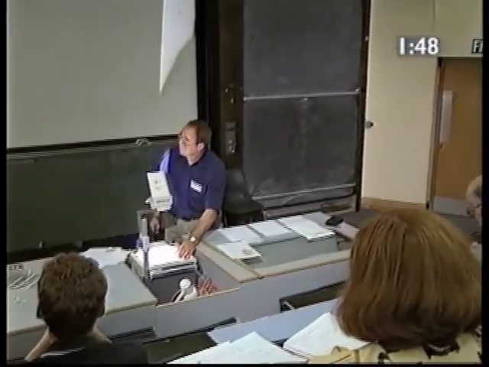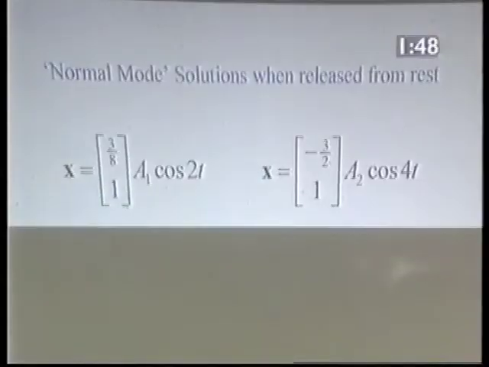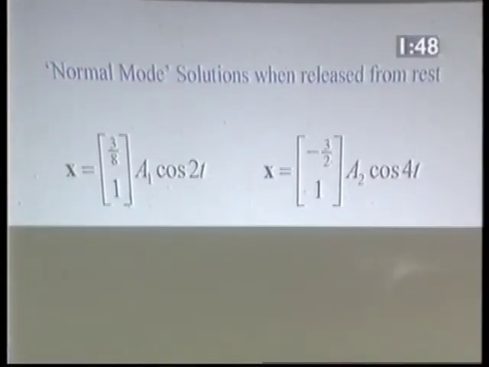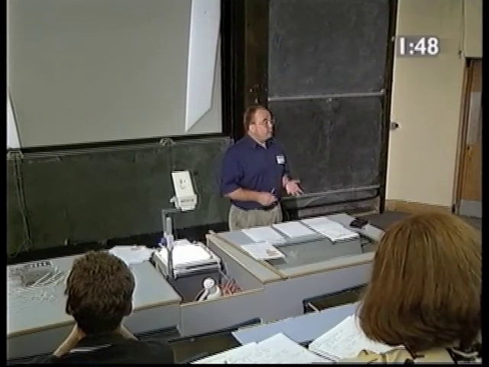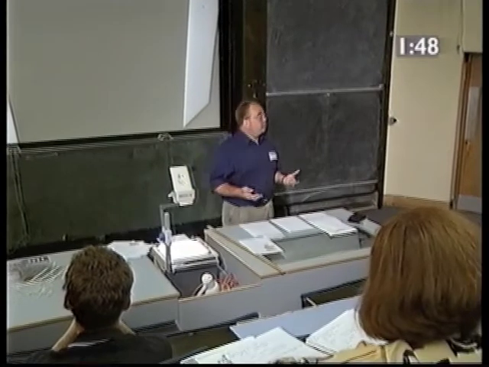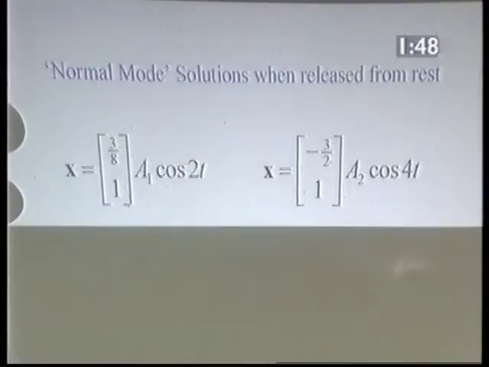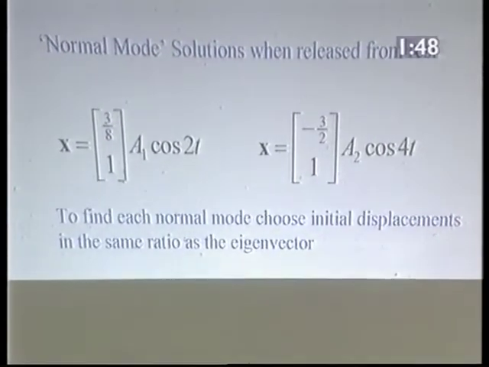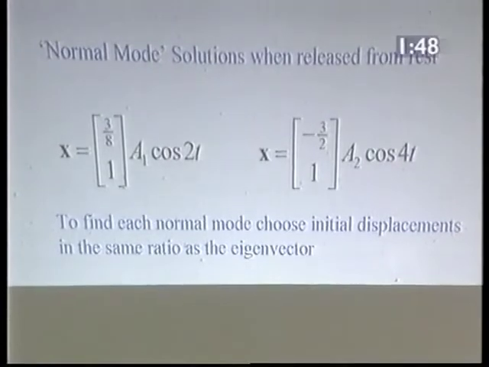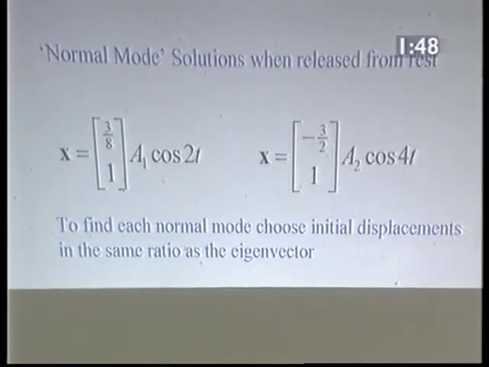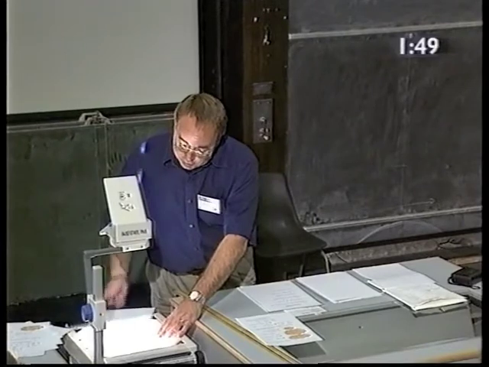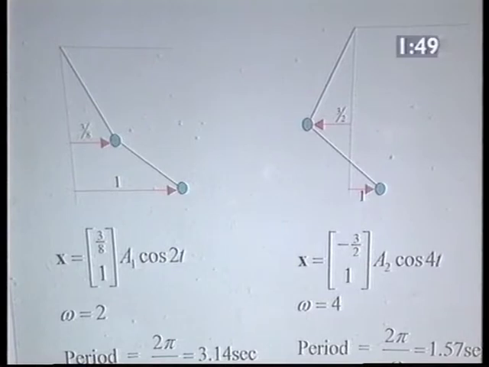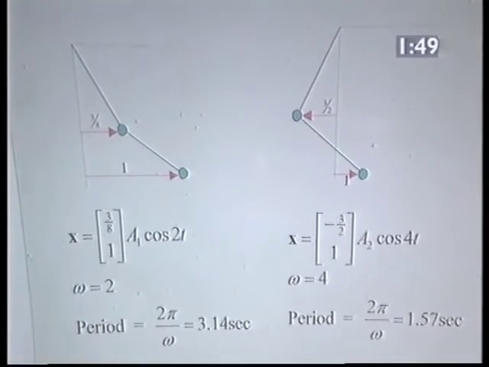So there are the two normal mode solutions when the system is released from rest. And to find each normal mode, we've said we release them from rest, but where do we release them? At t equals naught, cosine is 1, so the eigenvector tells us the ratio of the initial positions to release the system from. So in this case there are two normal mode solutions, and I'll find the first one. Let me actually give all the details there.